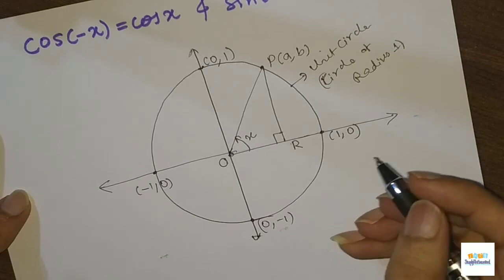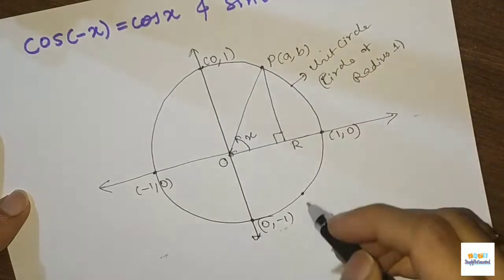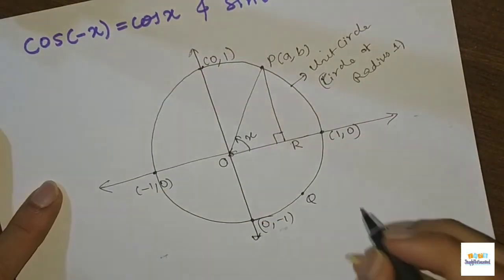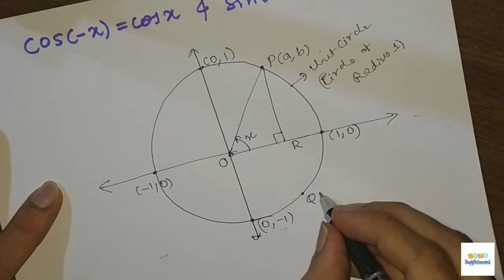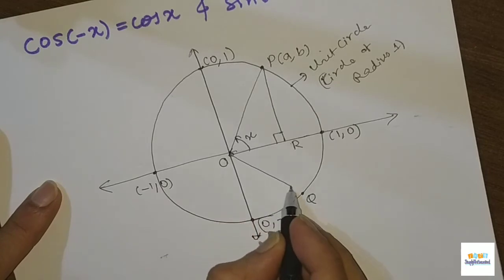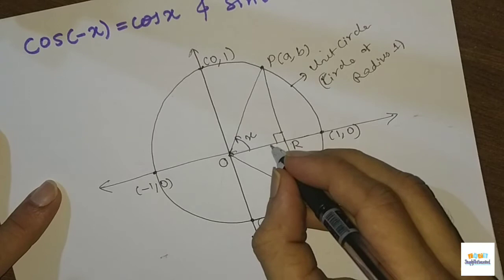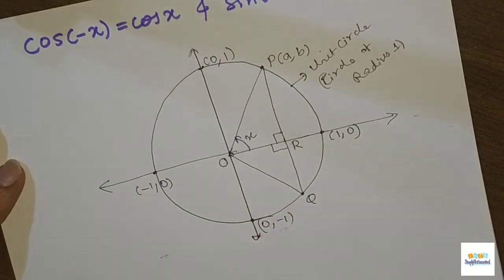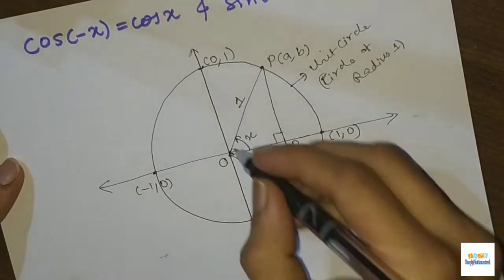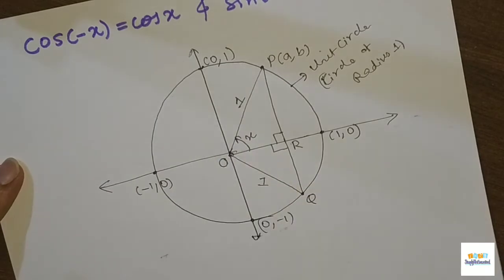Now you consider one more point, that is the mirror image of this point on this circle. Let us call that Q. So join OQ, and draw the perpendicular from Q to the point R. This is the perpendicular. Now the radius of the circle is 1, so this is 1. These are the radii of the unit circle, so this is 1.